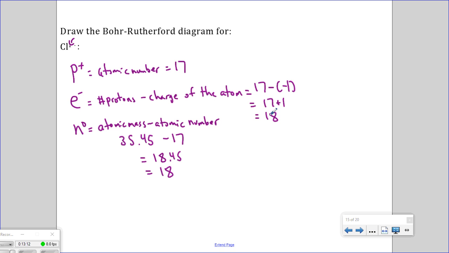And this will make sense because we'll have one more negative charge than positive charge, which should give us an overall charge of -1, which is the same as our charge here next to our element symbol. So now that we've figured out protons, electrons, and neutrons, we can go ahead and draw our Bohr-Rutherford diagram for the chlorine ion. So we'll make our diagram in the exact same way.